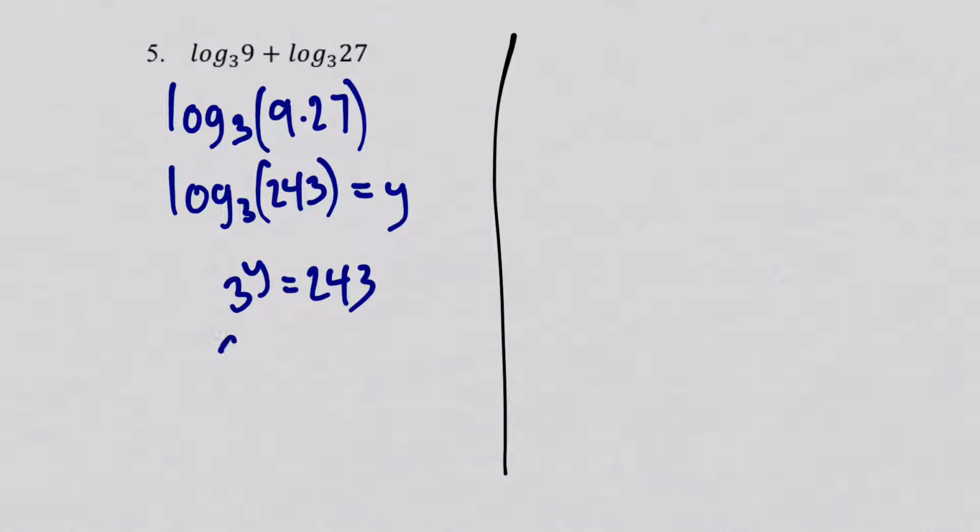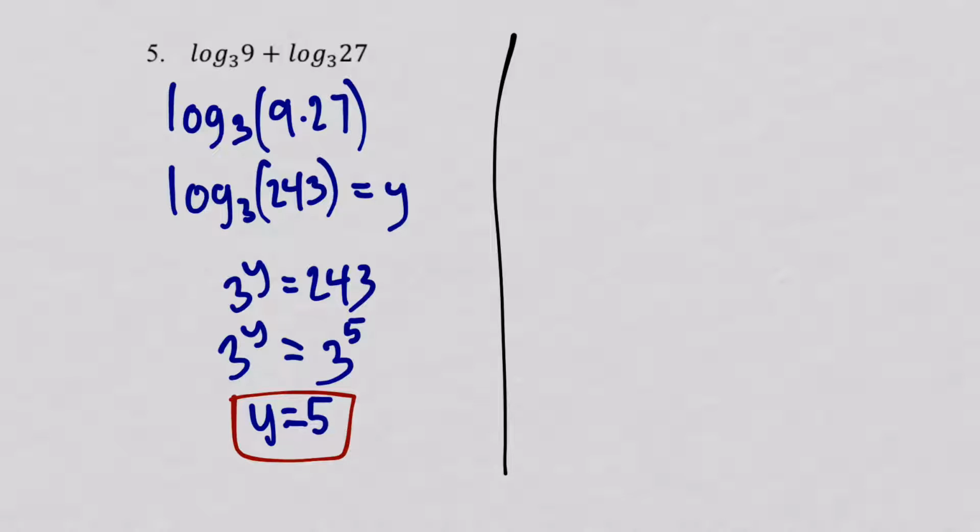And then I need to take that 243 and change it so that it's base 3. And I think it does work out. It's 3 to the, let's see, 3 squared is 9, 3 cubed is 27, 3 to the 4th is 81, 3 to the 5th. So that means y equals 5. And I'm done. That's it.